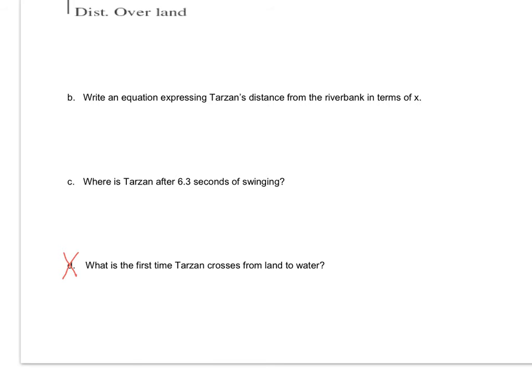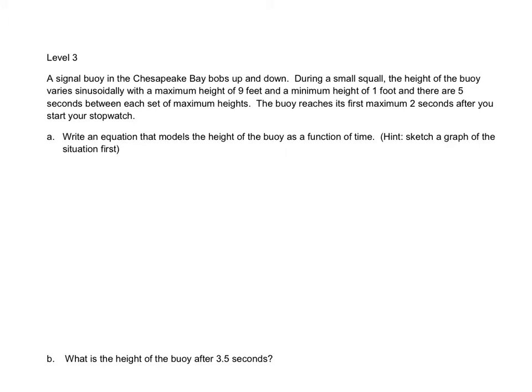Level 3, that would be our buoy problem. It says a signal buoy in the Chesapeake Bay bobs up and down. During a small squall, the height of the buoy varies sinusoidally, which means it can be a sine and cosine, with a maximum height of 9 feet. There you go. It tells you the maximum height, gives you what you need there, and a minimum height of 1 foot. Easy enough. And there are 5 seconds between each set of maximum heights.